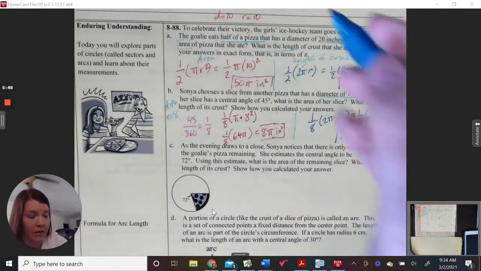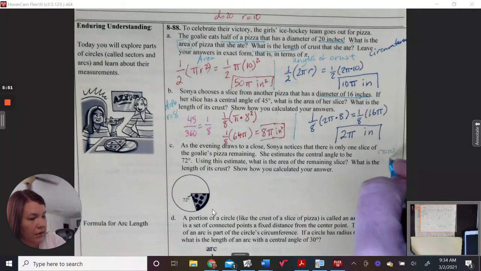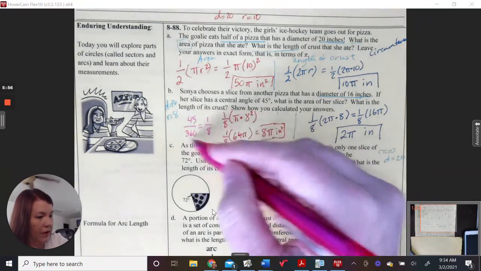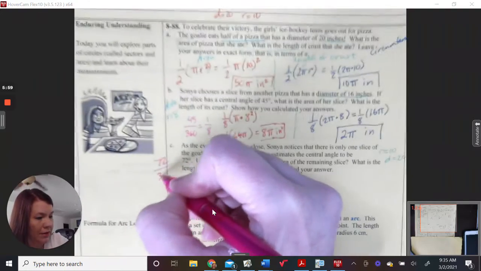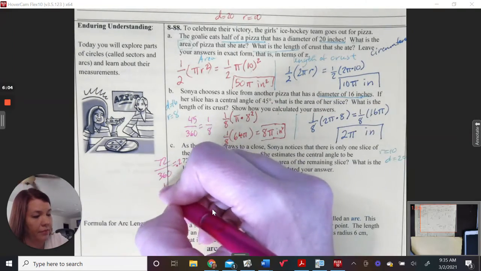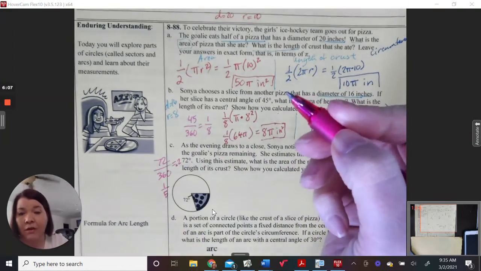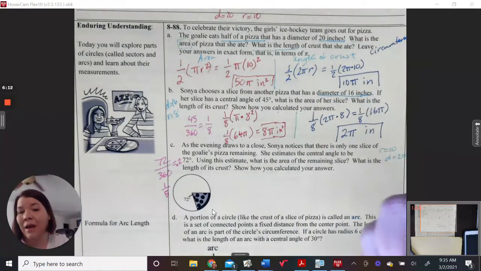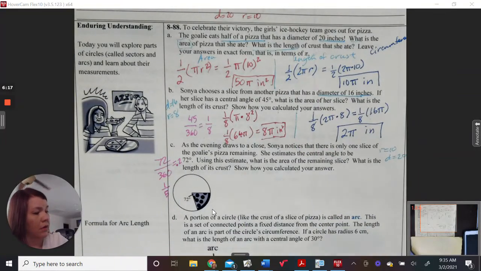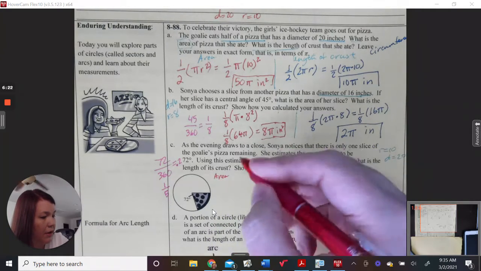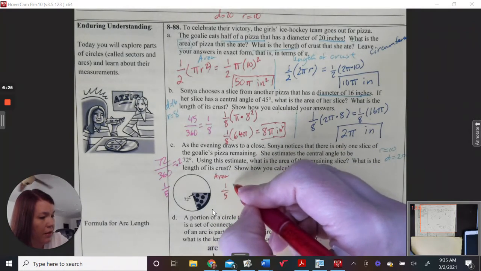For the angle fraction, I'm going to put 72 over 360, which is equal to 0.2. 0.2 is 1/5. I like the fractions better for this than the decimal. You can use whatever you prefer, but for exact answers, I think the fraction is easier. So let's go ahead and do our area. And so area is 1/5 pi times 10 squared. So 1/5 of 100 pi.